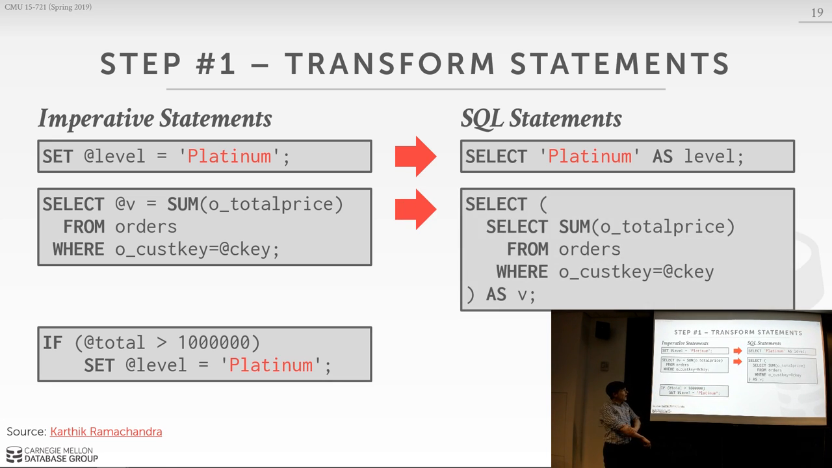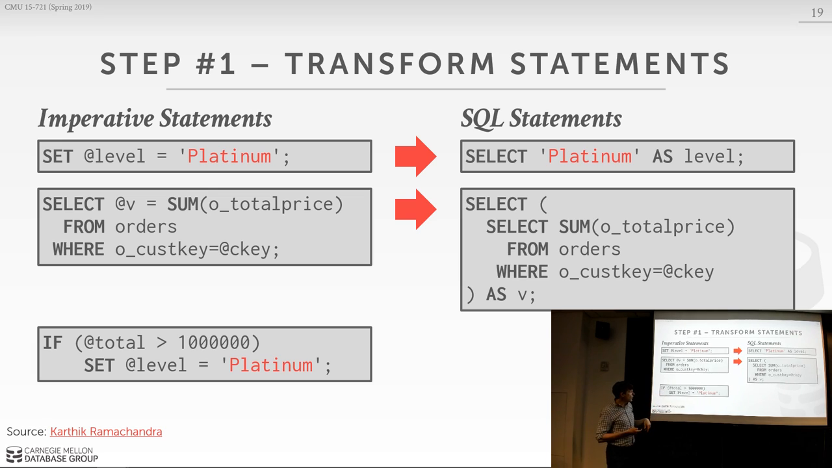Next one, we have taking the output of this summation and assigning it to this variable here. Again, that's essentially the same thing. We can compute this inner query here, right? The outer query is a tableless select statement. Right? There's no from clause here. We're just taking the output of this computation and assigning it to this attribute here.